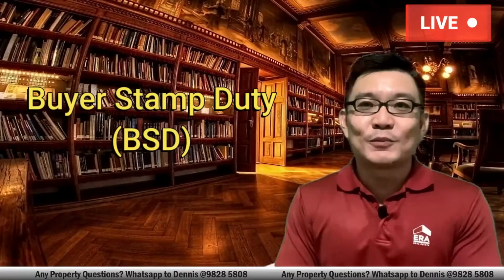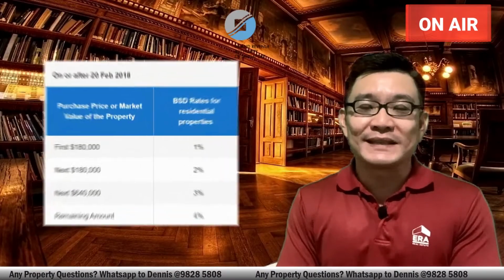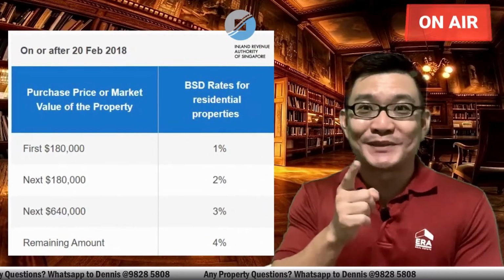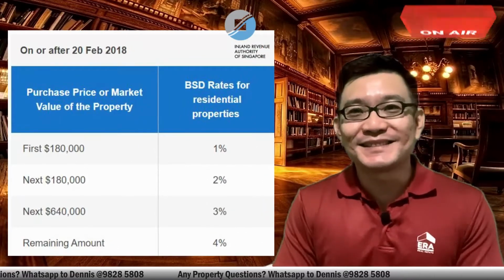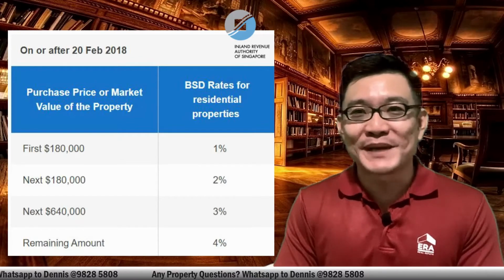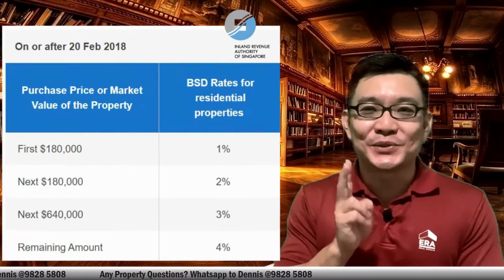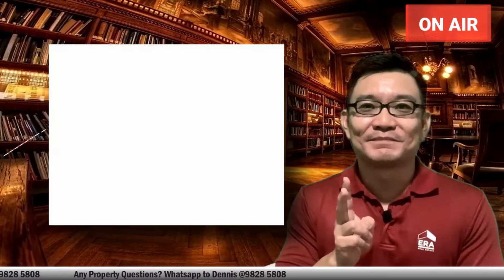By design, our buyer stamp duty is progressive in nature. So if this chart looks overwhelming to you, you are normal, because in this digital world, nobody does manual calculations anymore. Let me show you two quick methods to calculate your buyer stamp duty.